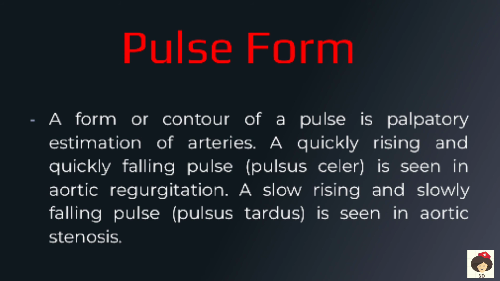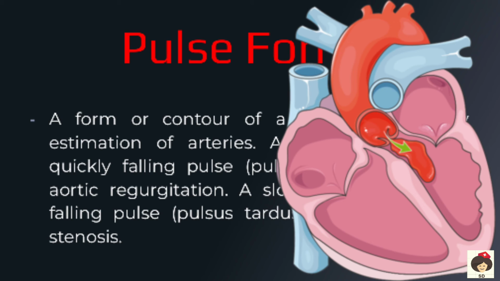Next is the pulse form, or it is also called contour. It is a palpatory estimation of the arteries. If it is a quickly rising and quickly falling pulse, then it is called pulsus celer, which is seen in aortic regurgitation. This is a condition where blood from the ventricles goes to the aorta, and some blood will also flow back because the aortic valve will remain open.